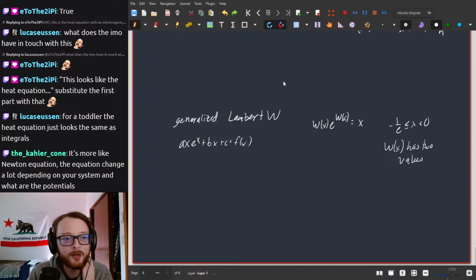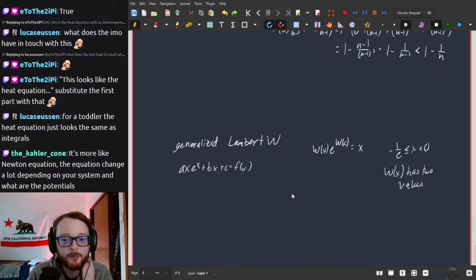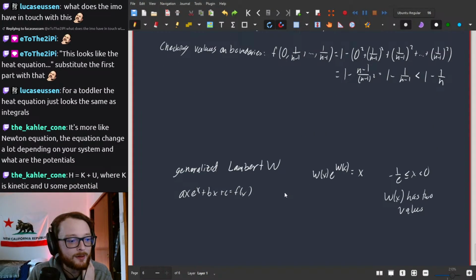I remember I wanted to ask you something, color cone. H equals K plus U. Right, yes. Okay, I remember that. Or no, I've seen the Lagrangian. But that makes sense about the Hamiltonian.